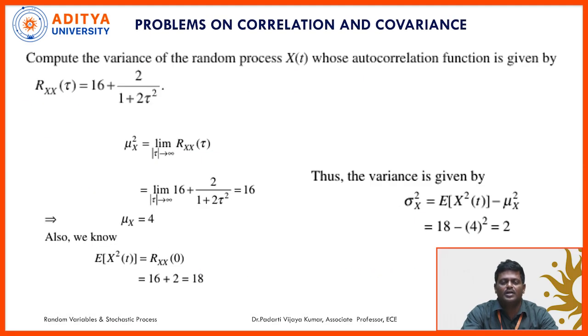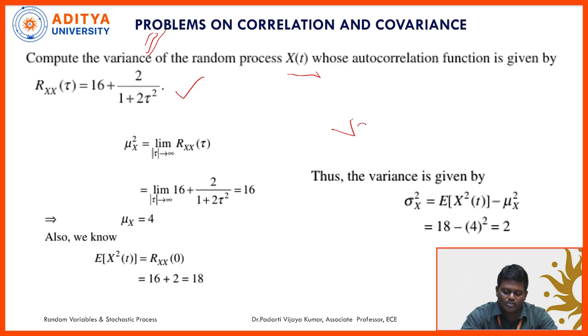So, let us apply the autocorrelation definition and properties, and similarly the cross correlation definition and properties, for solving practical problems. Let us see one problem. Compute the variance. We know that variance is a statistical parameter. Compute the variance of the random process x of t when the autocorrelation function is given to us. If we are able to remember the properties of autocorrelation function, we can compute the statistical parameter variance.